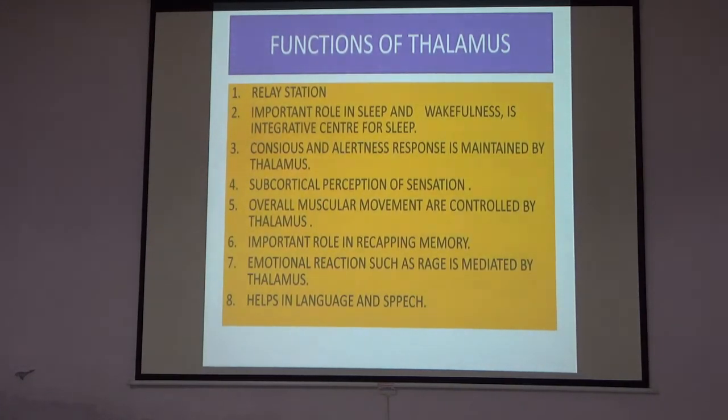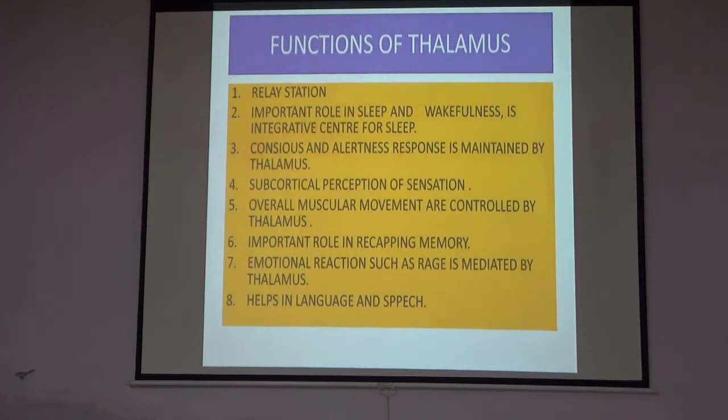Then seventh, it has a role in emotional reactions such as rage, which is mediated by the thalamus. We'll again talk about emotion, rage, motivation and all these behaviors when we talk about the limbic system. So you will know more in detail when we talk about the limbic system and emotion. Then it also helps in language and speech by integrating cortical and subcortical inputs. So these all were the important functions of the thalamus.